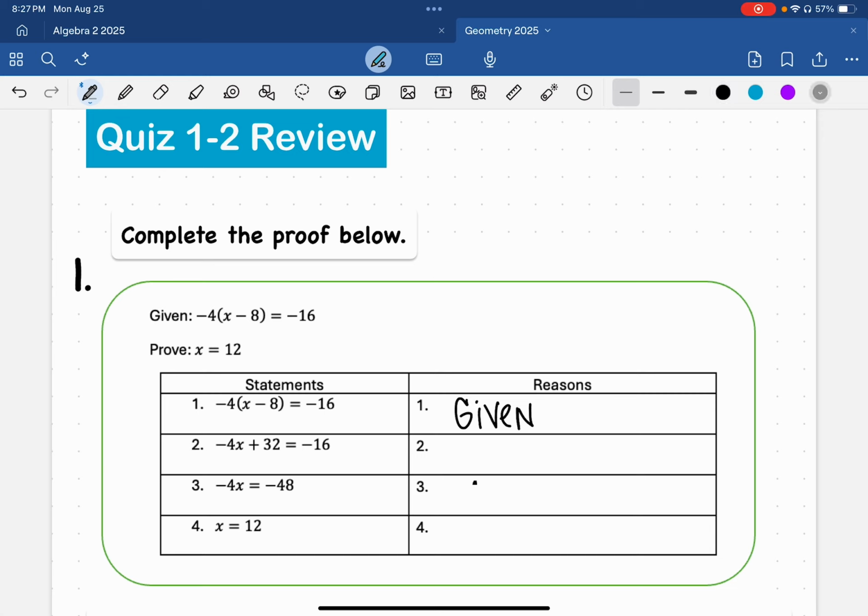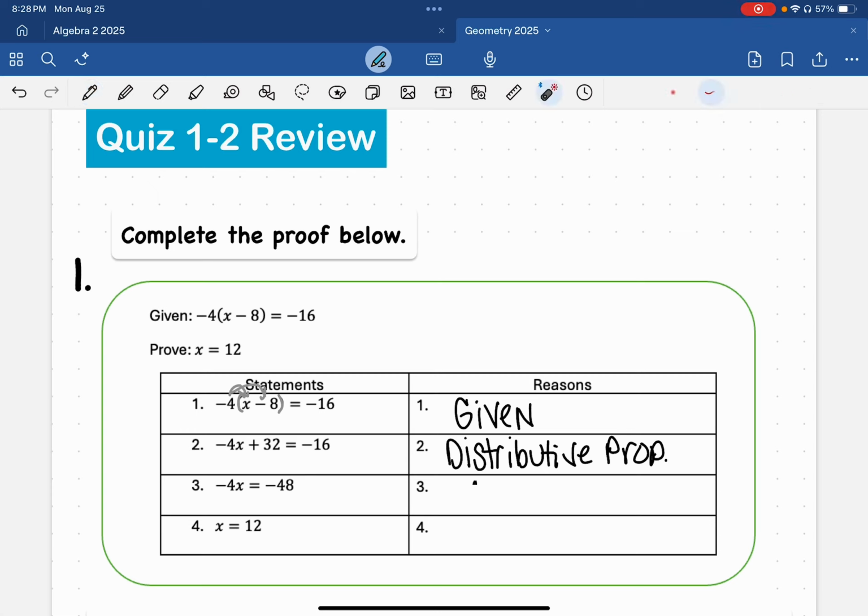And now you're going to take a look at what happened from statement 1 to statement 2. What disappeared were these parentheses right here, so they did the distributive property. Now I'm going to take a look at what changed from statement 2 to statement 3.